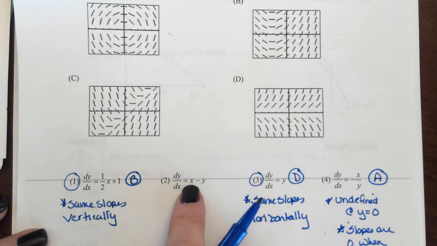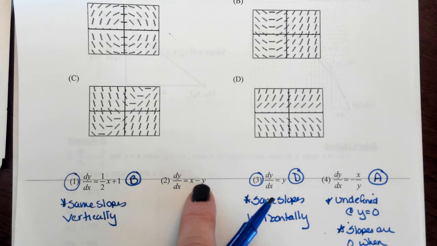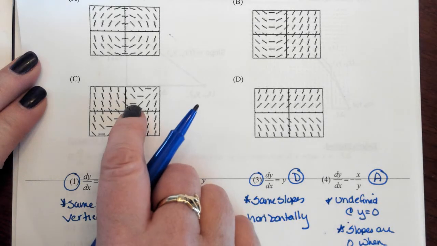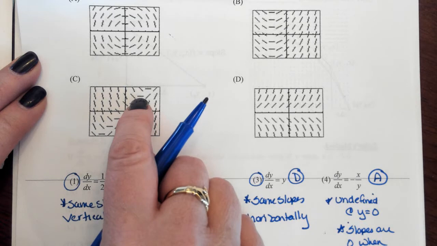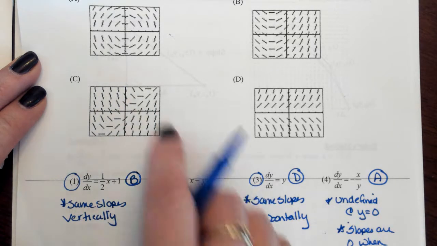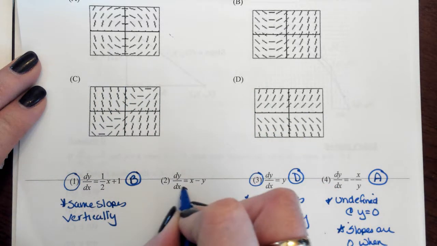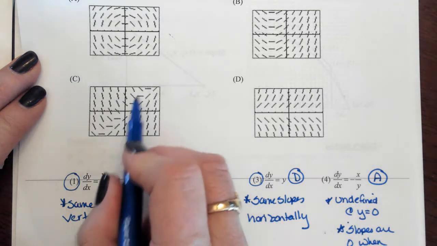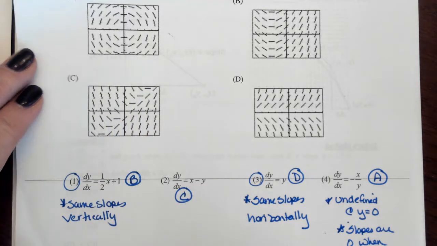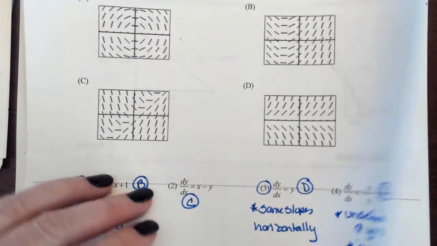In choice C, x minus y, again, when x is 1, y is 1, I know that the slope is going to have to be 0. So at 1, 1, I should have a horizontal tangent line. At 2, 2, I will have a horizontal tangent line. 3, 3, I will have a horizontal tangent line. So this has to be C. Okay? So seeing horizontal tangent lines helps me match as well. So that is slope fields.